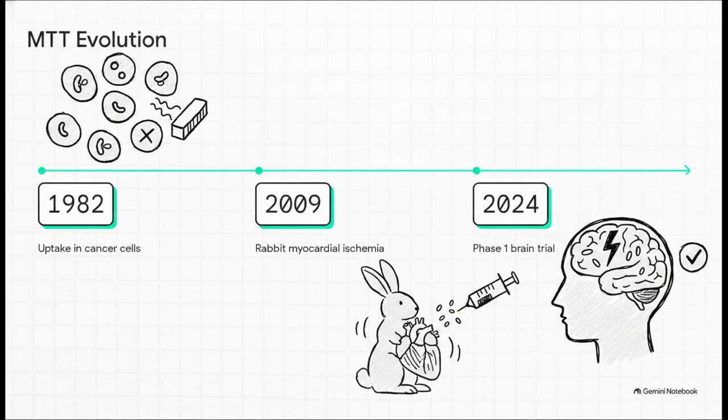The evolution of this science is fascinating. It started way back in 1982 with some early observations in cancer cells. By 2009, researchers achieved groundbreaking physical transplants in rabbit hearts. Fast forward to 2024, and we've successfully completed phase 1 human trials for ischemic stroke with no adverse events. We now have the very first evidence that brain mitochondrial transplantation is actually safe in humans.